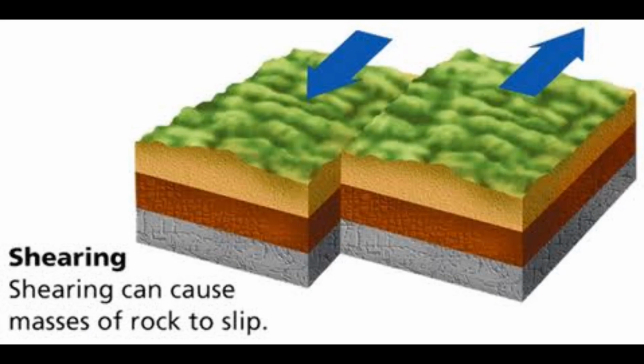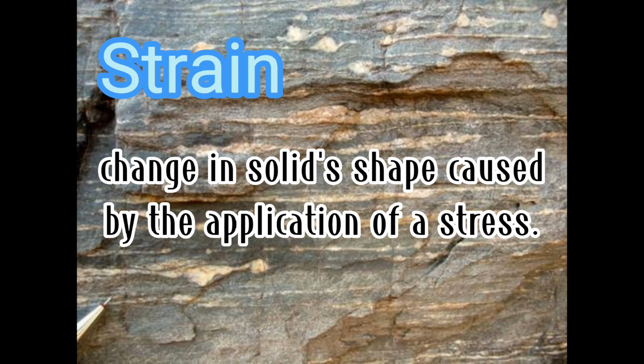Shearing. Shear refers to a force acting parallel to a surface. So, when forces are parallel but moving in opposite directions, shearing stress occurs. And this kind of stress is common in transform fault boundaries. Strain is the change in a solid's shape caused by the application of a stress. Depending on the solid, a given stress might cause a great or small strain. Rocks only strain when placed under stress.